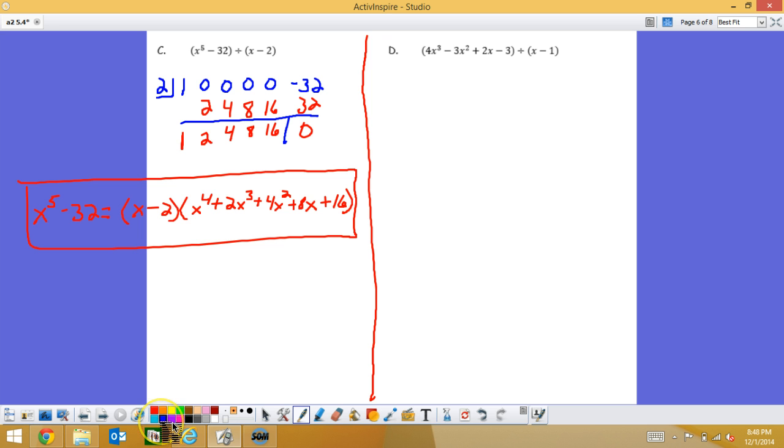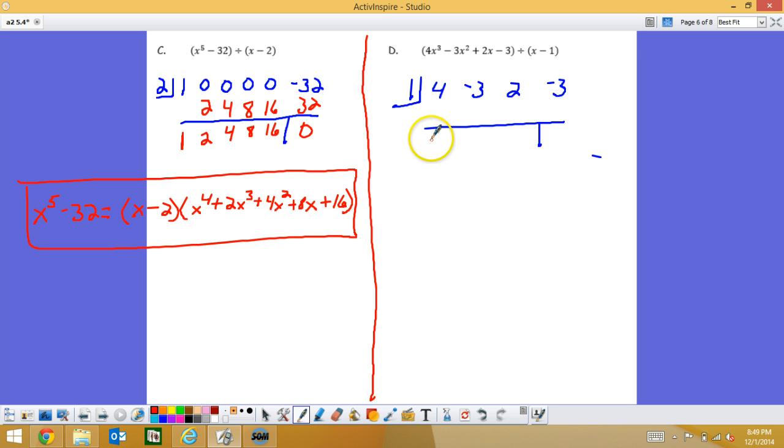Now in D, 1 will go in the box. Remember, constant of the divisor, but change the sign. And then the coefficients of the dividend go right out here. And that will be our remainder in that space.